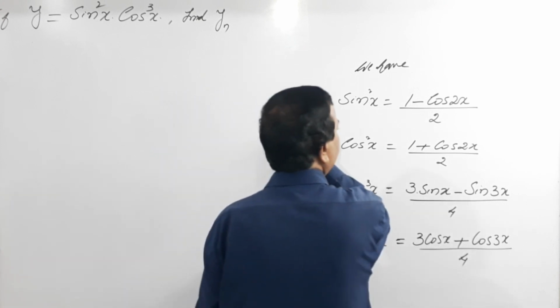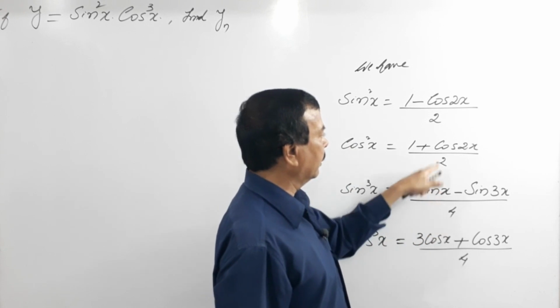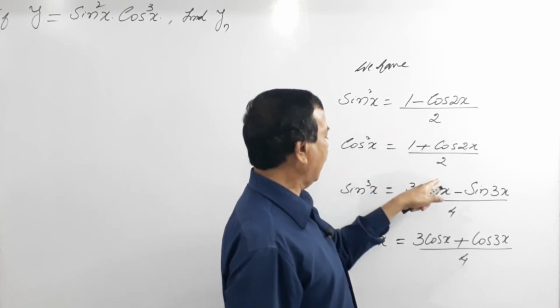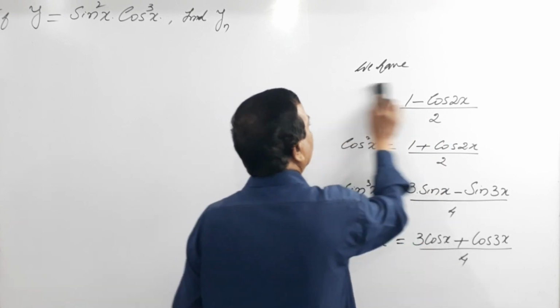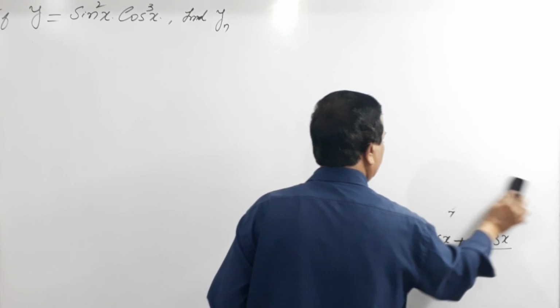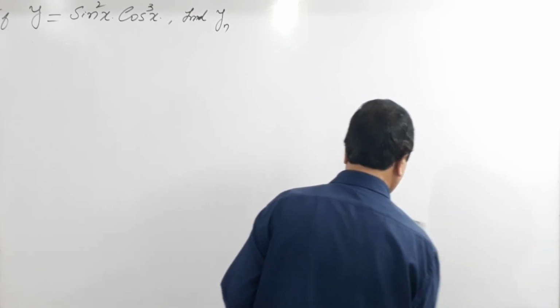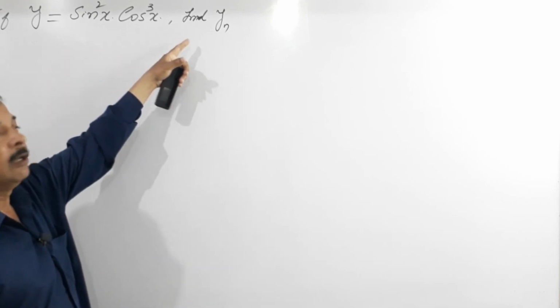So I'll rub this, students. Please make a note of this. Remember here, don't write 2. For square you will have 2, for cube you will have 4. Okay, done. So given y equals sin square x into cos cube x, find yn.